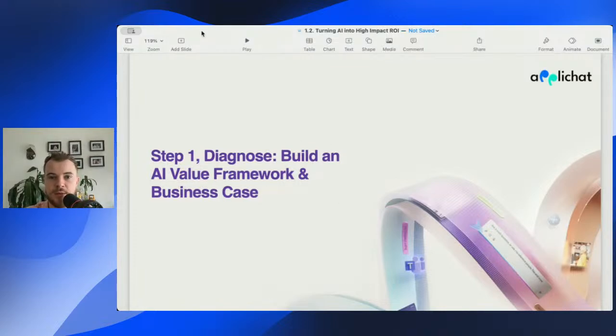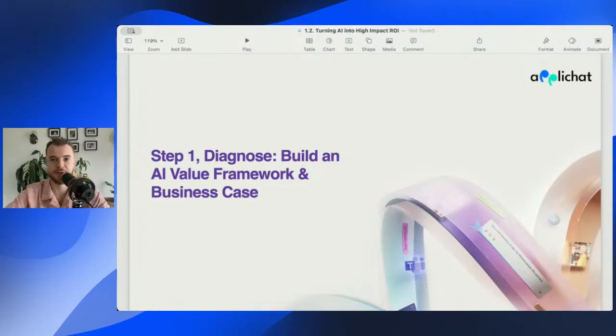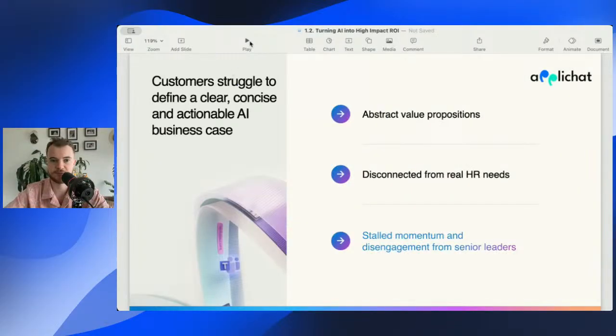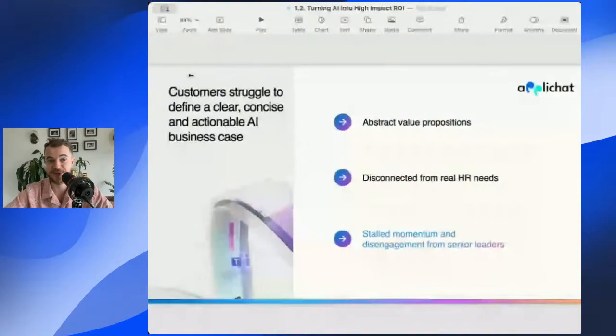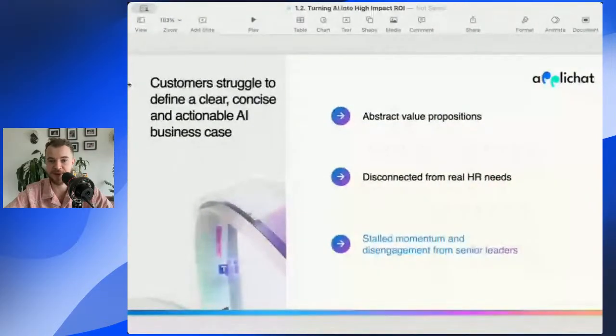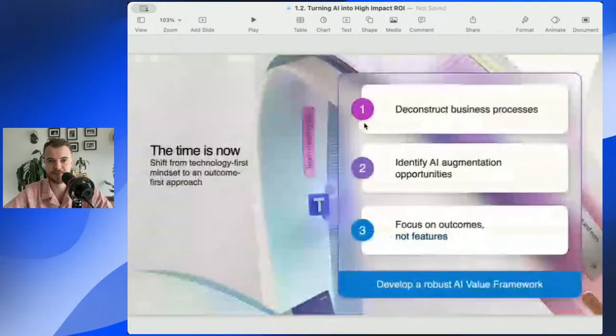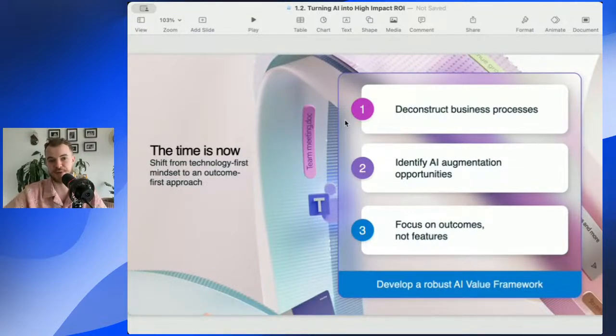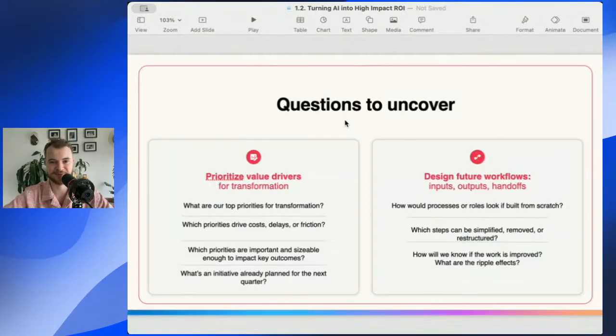Okay. So how do we actually go about building that framework and understanding all this? Well, you need to overcome the challenges that most people are facing and the traps that are easy to fall into: abstract value propositions disconnected from real needs, resulting in stale momentum and disengagement. Here's how you do it. Firstly, deconstruct your processes, figure out what our workflows look like today, identify where AI comes in, and always be focusing on the outcomes.